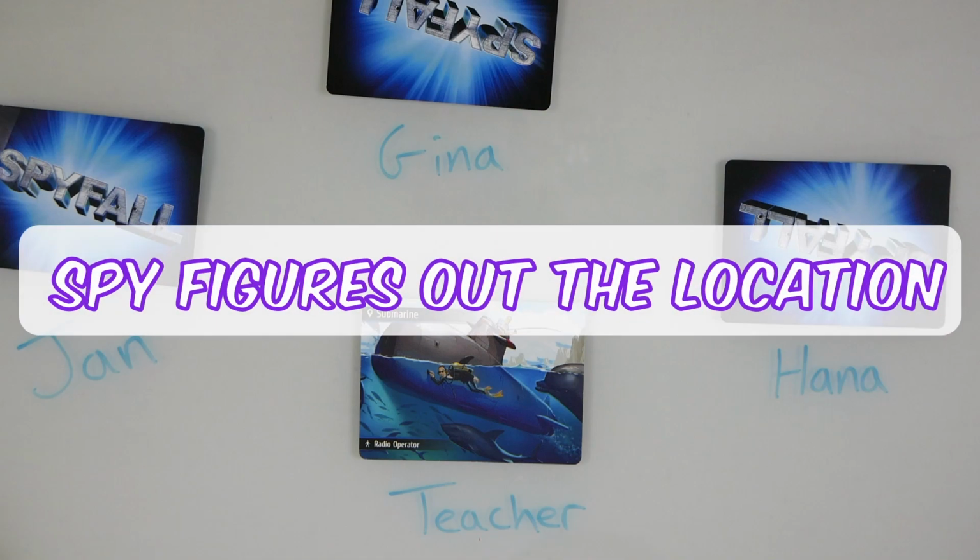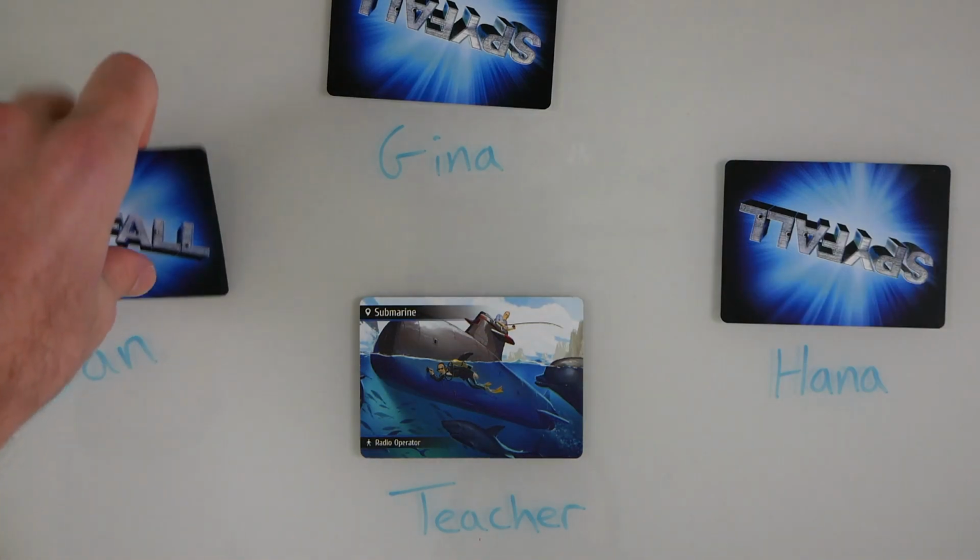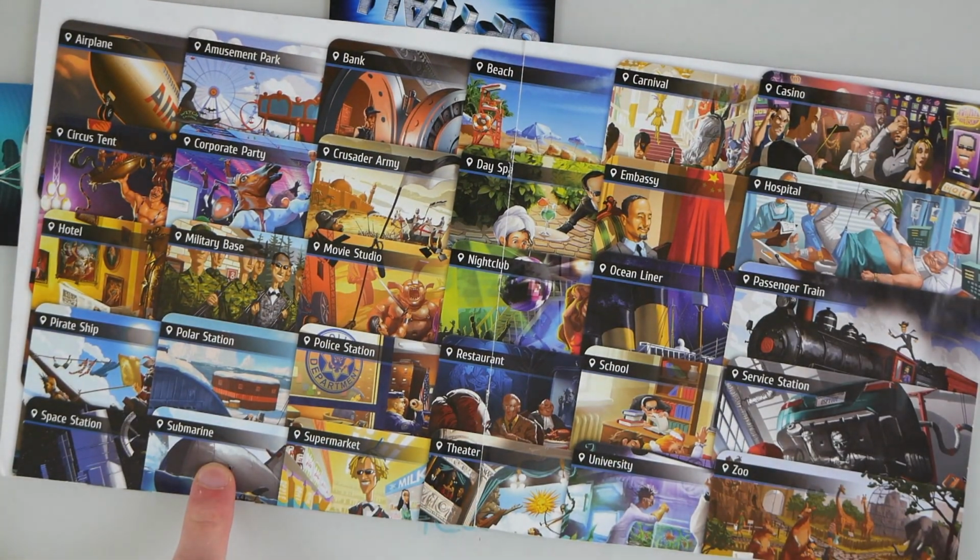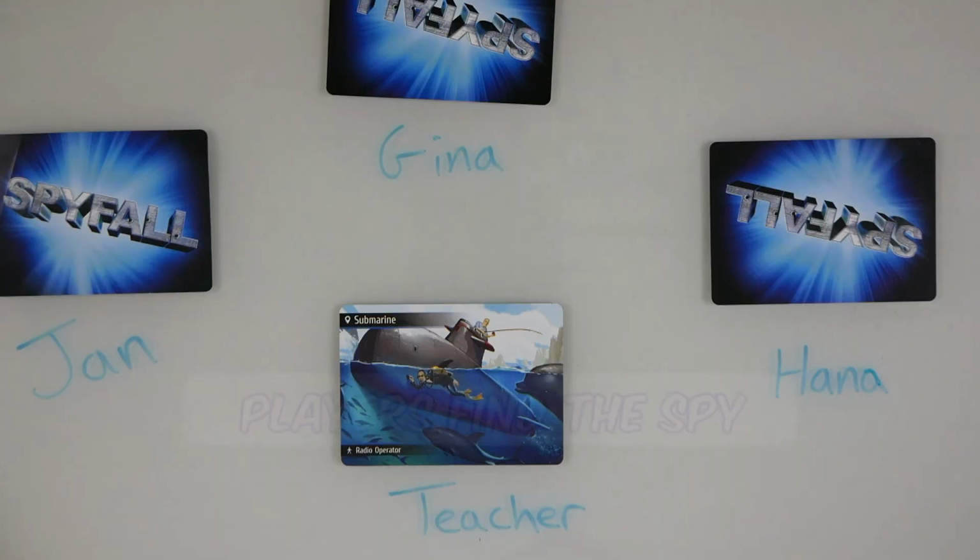One option is that the spy figures out the location, they turn over their card to reveal that they are the spy, and they declare the answer. If they're correct, they win. If they're wrong, they lose. The other way is the players find the spy.